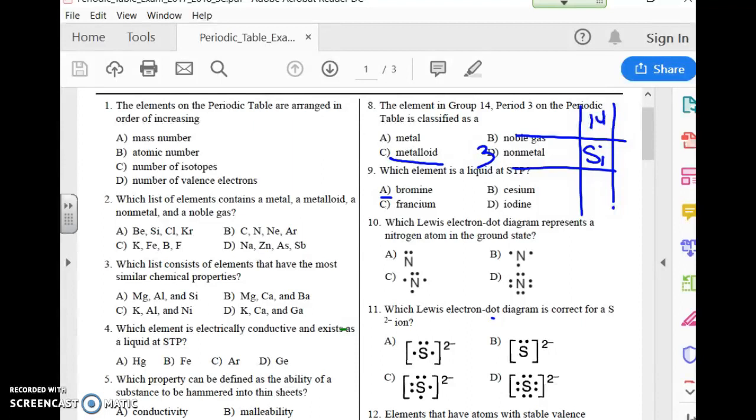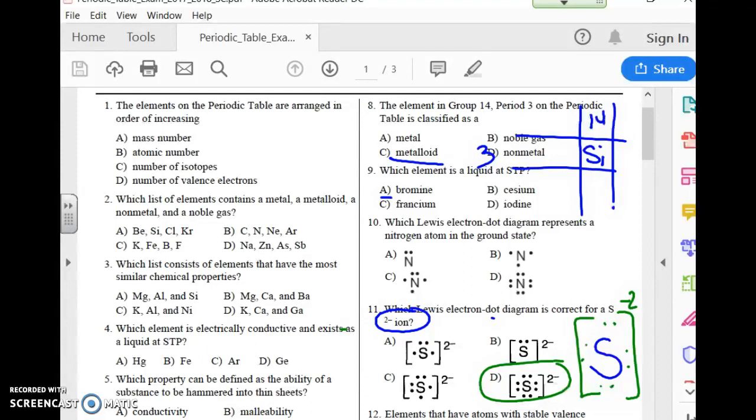Number 11. Which Lewis dot diagram is correct for a sulfur -2 ion? Here's the ion. Remember, all nonmetals are identical in that they get a total of 8 valence electrons. They get square brackets, and they get their charge. So you have to know that there's always 8. 8 is great if you're a nonmetal ion in your dot diagram.